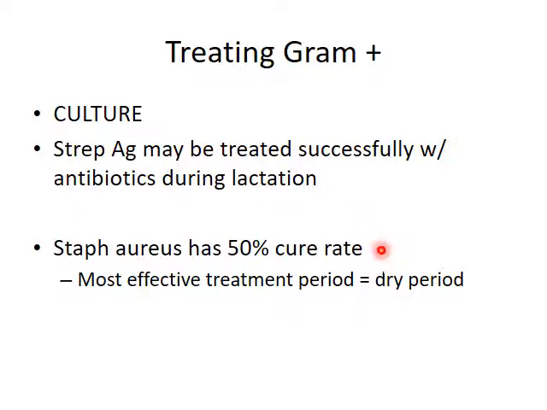Staph aureus is about a 50% cure rate. This has not so much to do with their susceptibility as gram-positive, but how they behave in the udder. The Staph aureus tend to wall themselves off, and it becomes difficult for that penicillin to breach that wall and kill off that bacteria. So usually we talk about getting them early before they wall off. Once they wall off, you're probably never going to cure that.